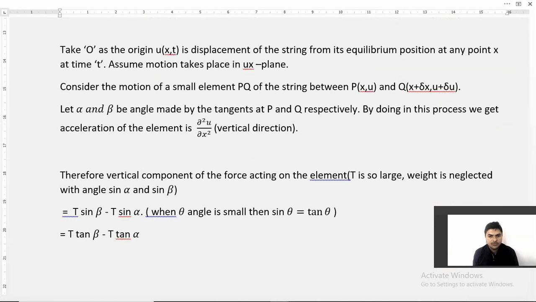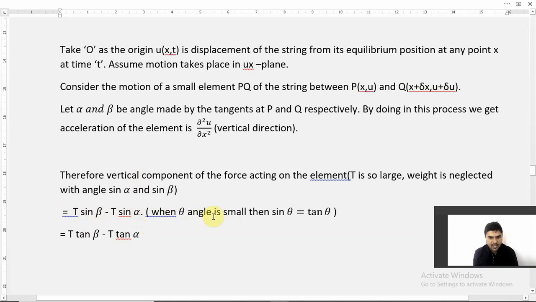Therefore the vertical component of the force acting on the element is T, which is so large that weight is neglected, with the angles sin alpha and sin beta. So here we just see Q minus P, or at point Q and at point P. So we have just subtracted the 2 points. If you just look at the diagram, at point Q we will get T sin beta and at point P minus T sin alpha. So that part we are going to calculate.